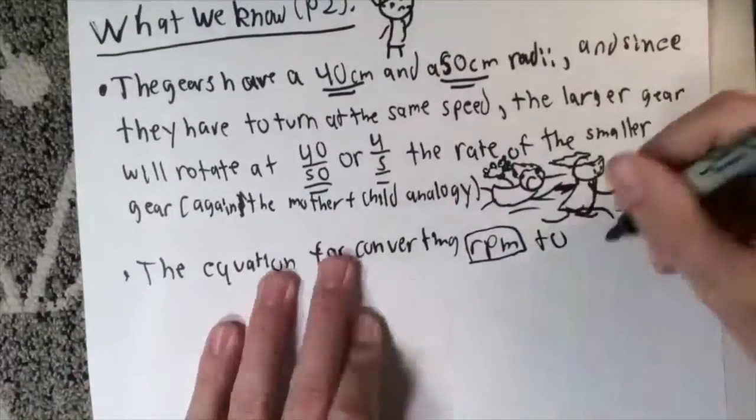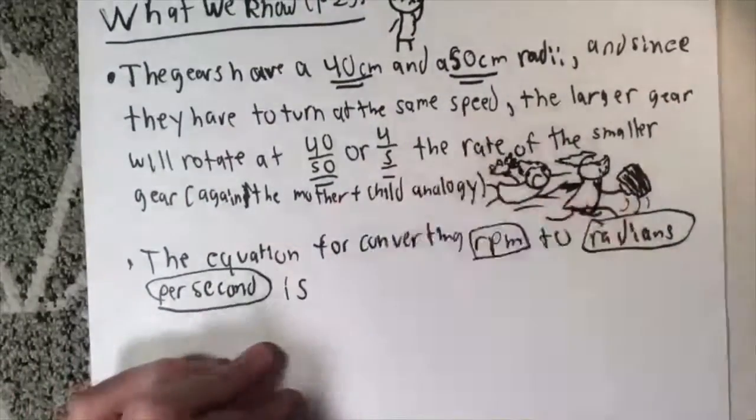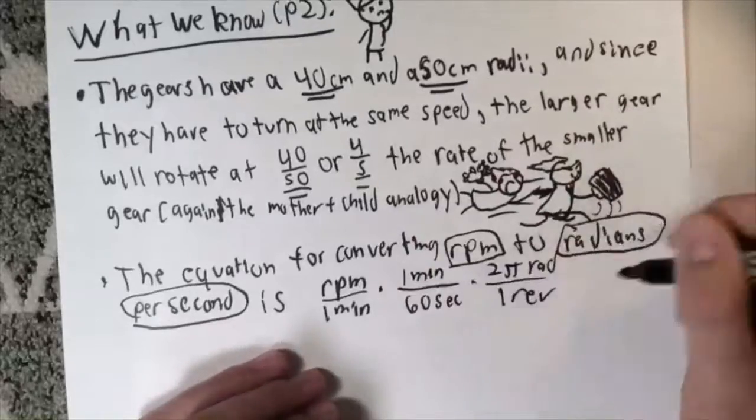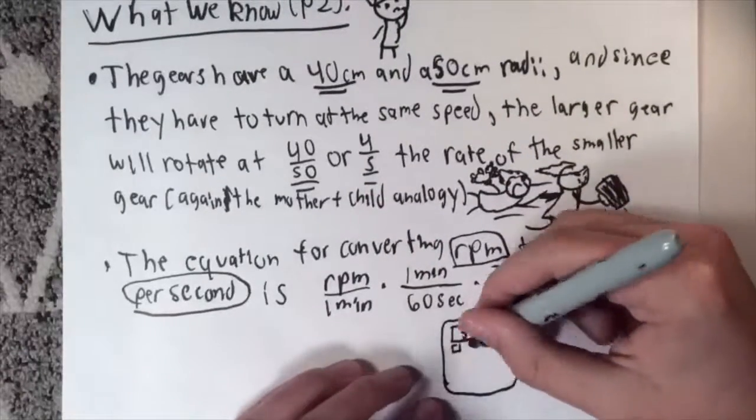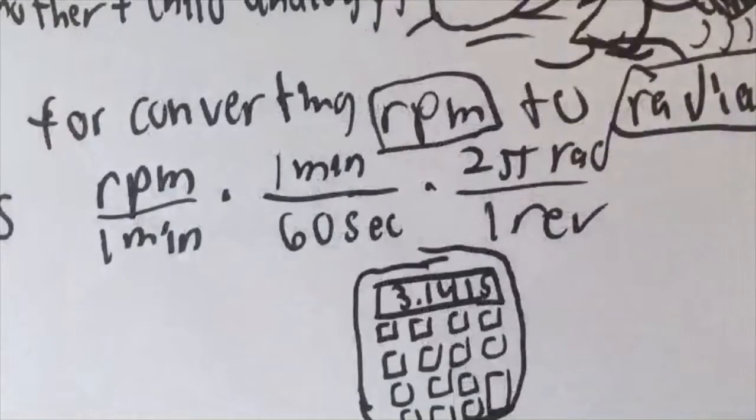The equation for converting RPM to radians per second is RPM over 1 minute times 1 minute over 60 seconds times 2 pi radians over 1 revolution.